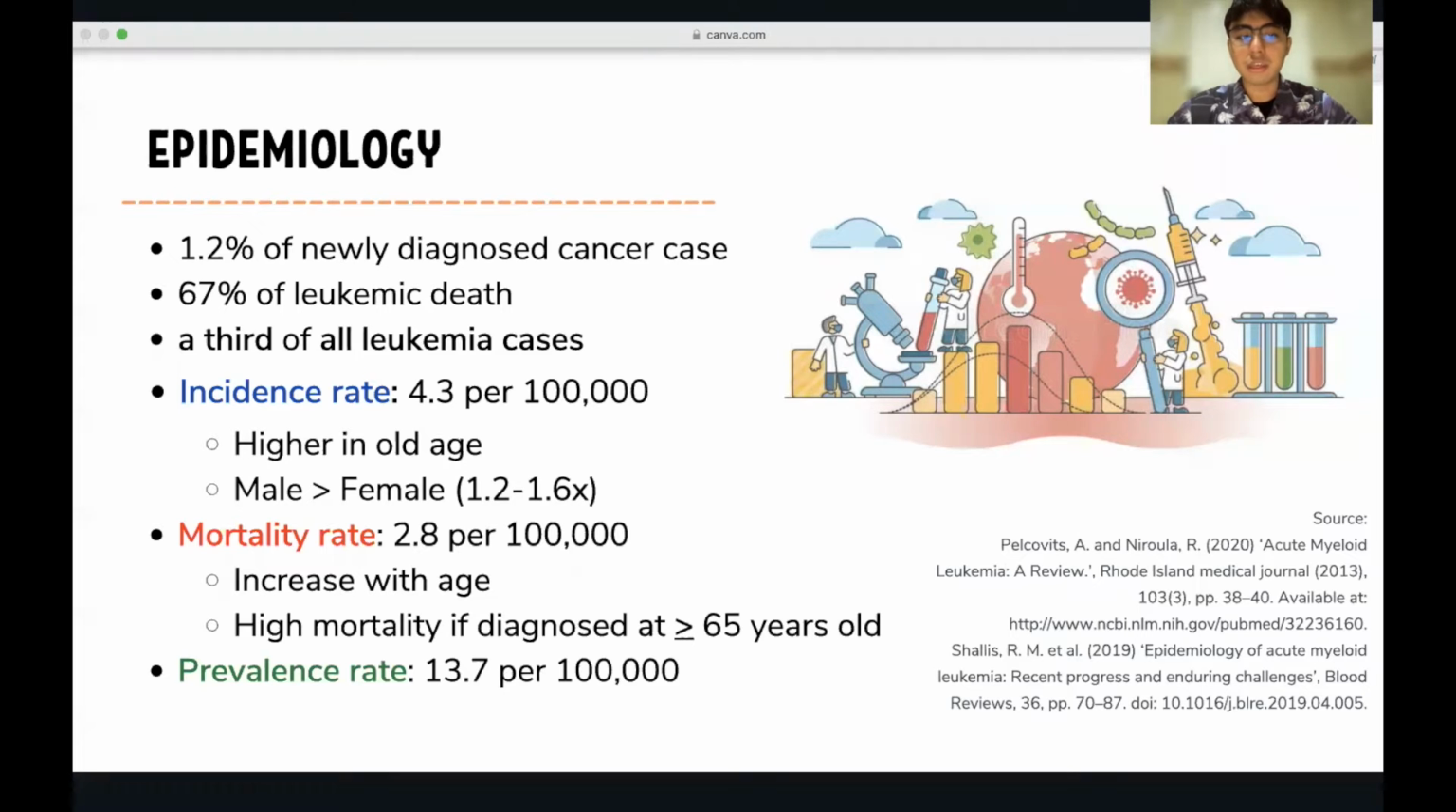That is higher in old age and found higher in male versus female by 1.2 to 1.6 times. Mortality rate for this disease is 2.8 per 100,000, which increases with age, especially if diagnosed at above 65 years old. The prevalence rate of this disease is 13.7 per 100,000, although this still needs more research.